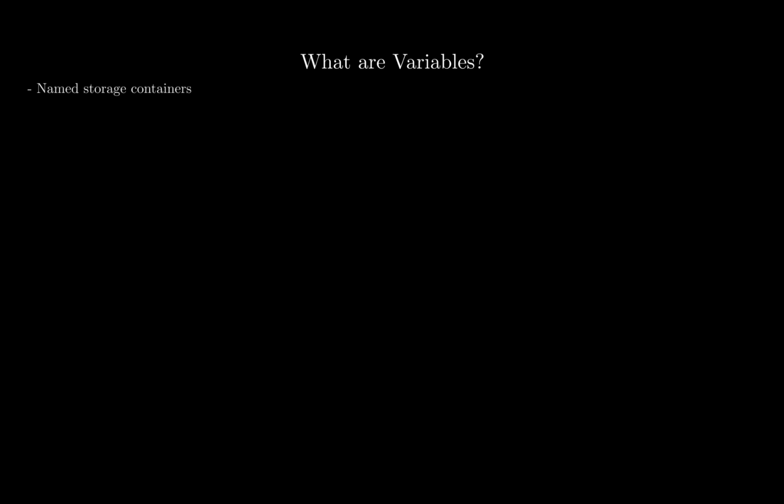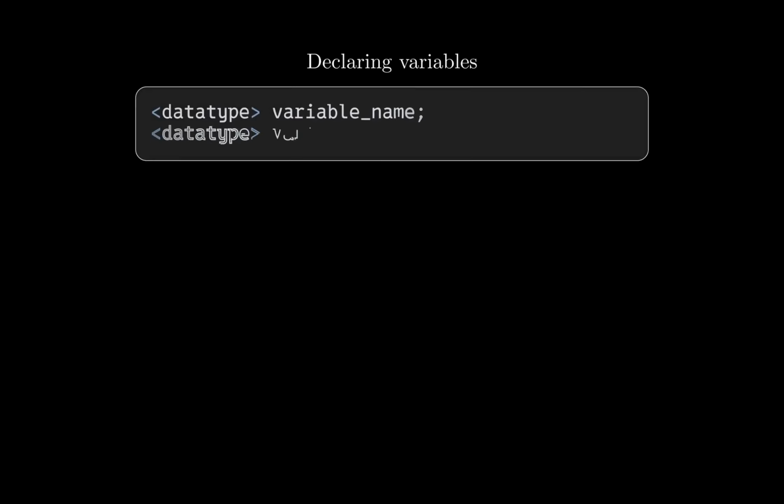Now, variables. Declaring and initializing variables. So, what are variables before we jump the gun? Variables are just going to be named storage containers that you can associate with specific data types, and they can also be accessed and modified throughout a program. So declaring variables, how do you declare variables? You just say the data type of the variable and the name of the variable. And you can also declare multiple variables like so.